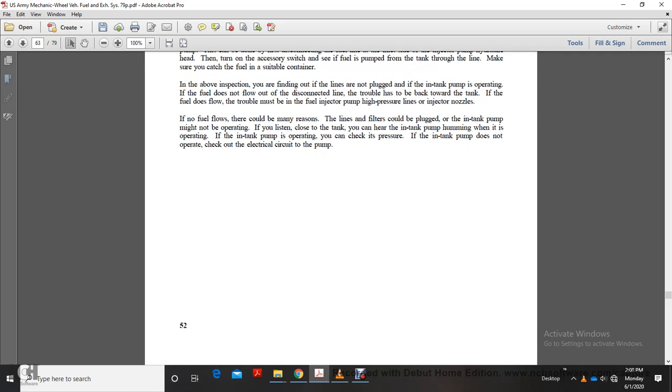If the fuel does not flow from the disconnected line, the trouble has to be back toward the tank. If the fuel does flow, the trouble must be in the fuel injector pump, high pressure lines, or injector nozzles. If no fuel flows, there could be many reasons.